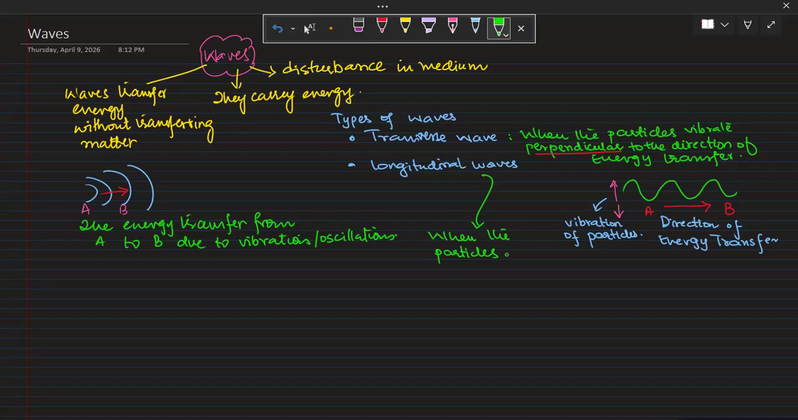So longitudinal waves are formed when the particles vibrate parallel to the direction of energy transfer. So remember this.